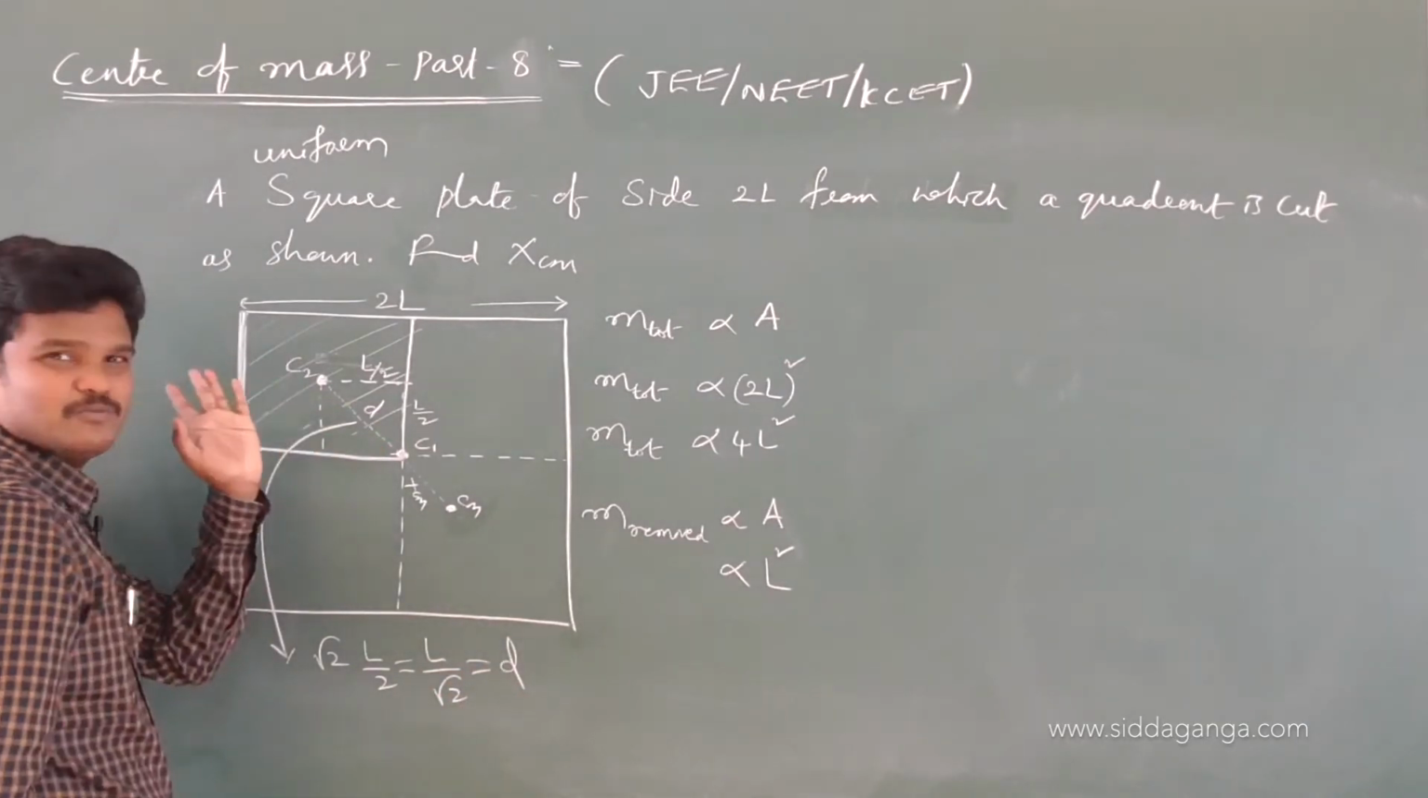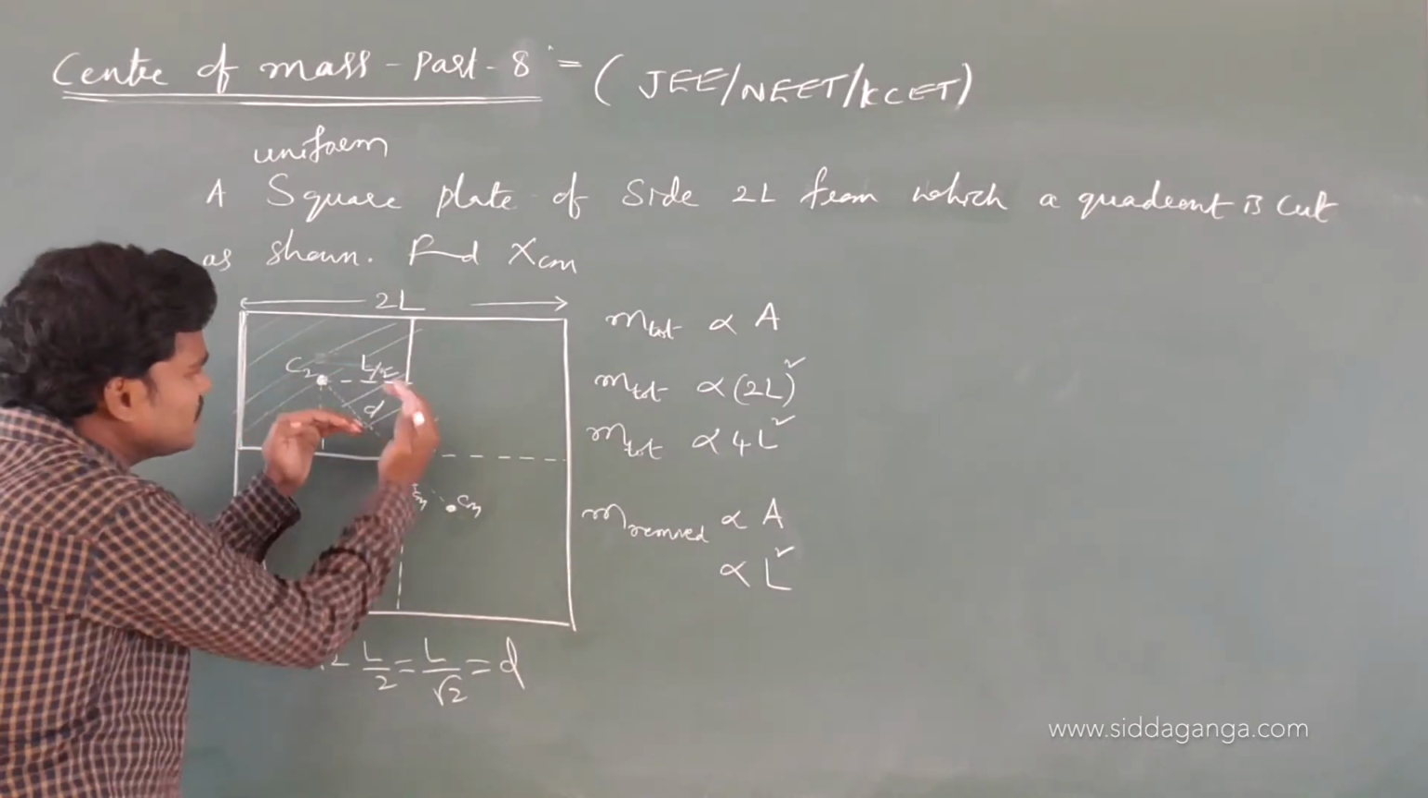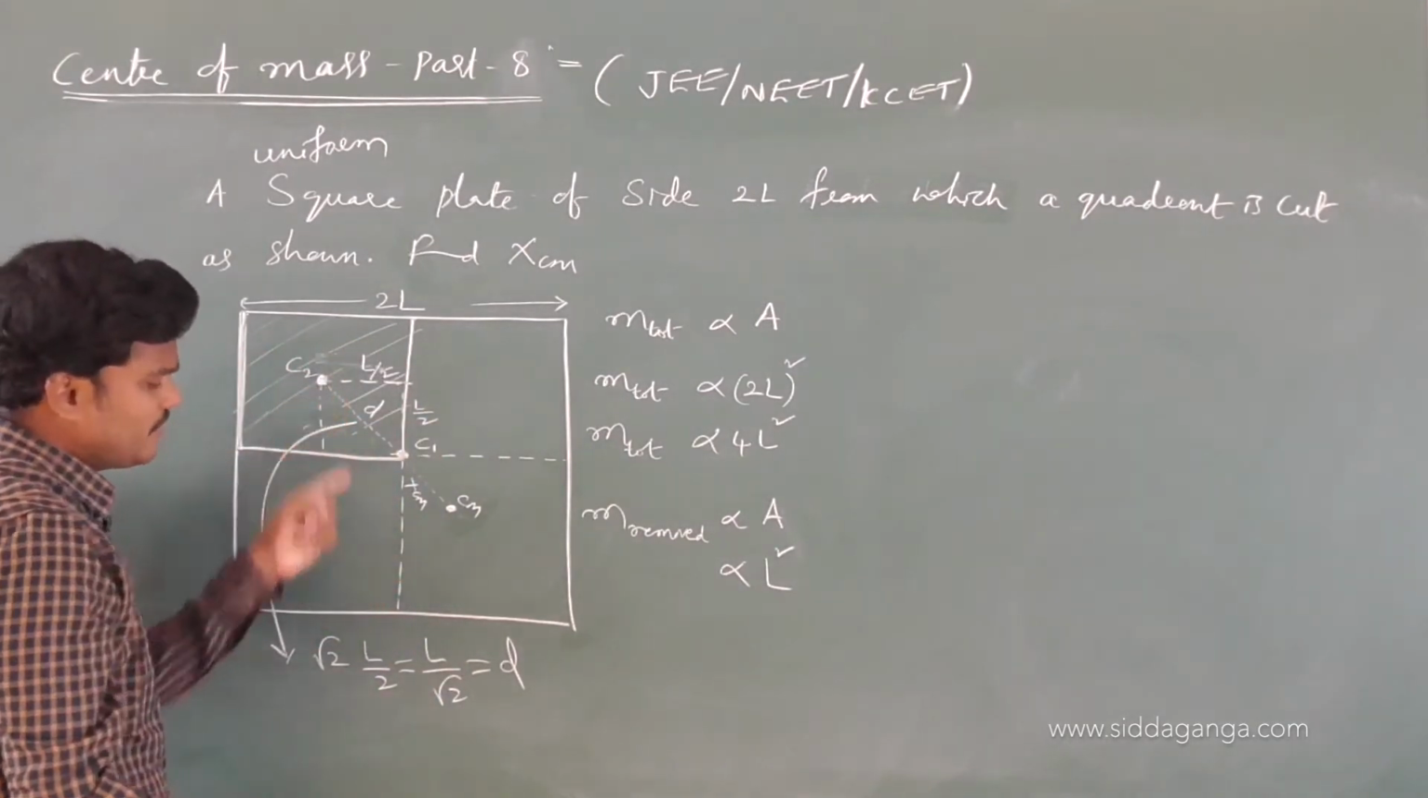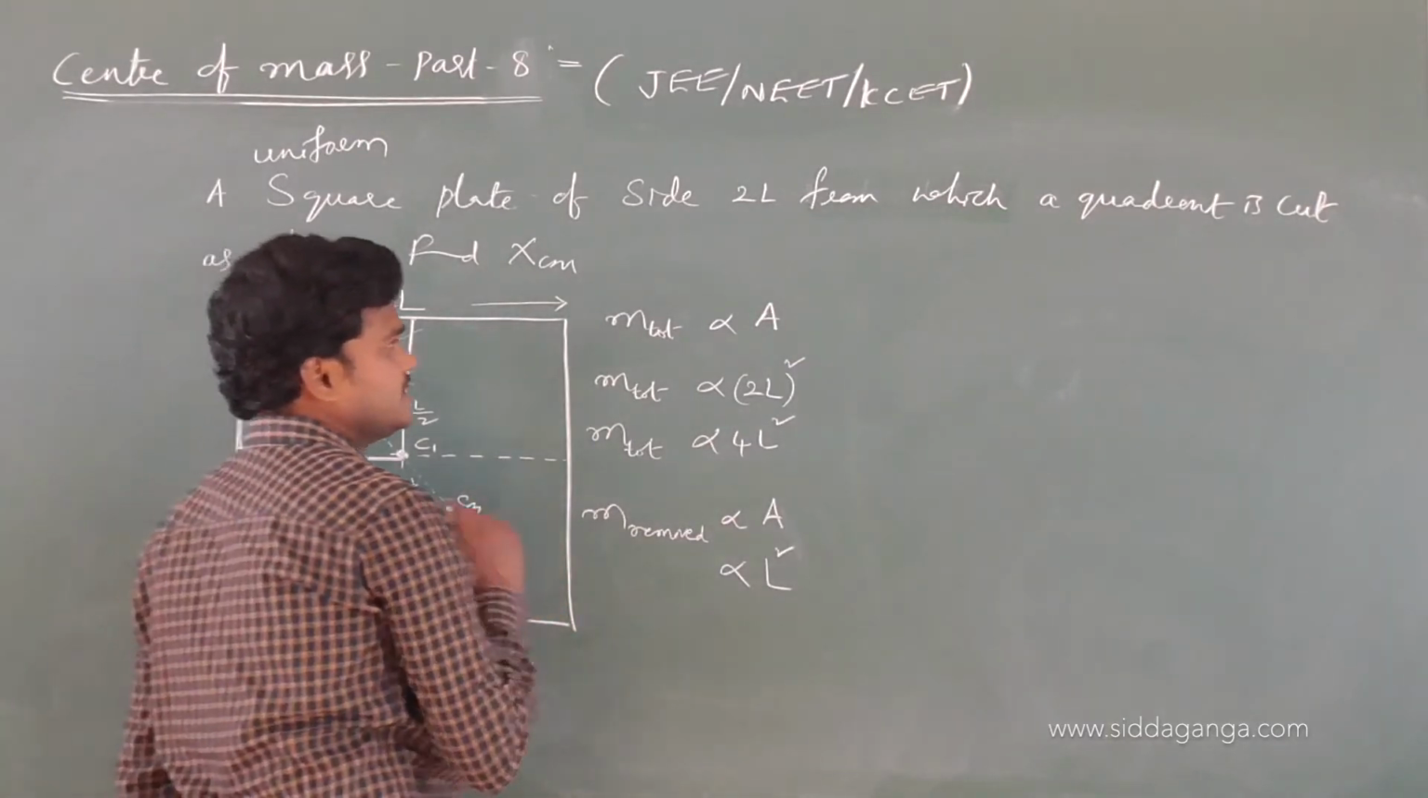Use cos 45 directly now. This is L by 2. This is a small square, L by 2, L by 2. This is root 2 times L by 2. So, L by root 2. So, D is L by root 2.